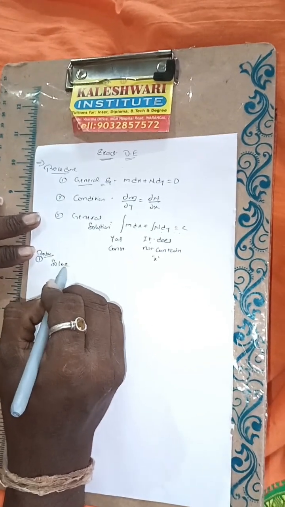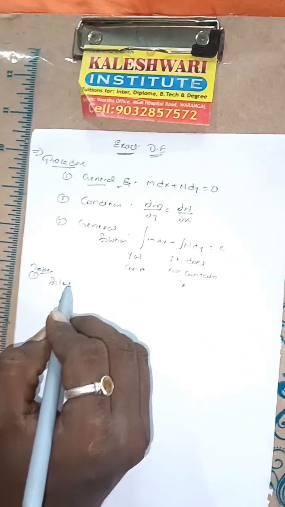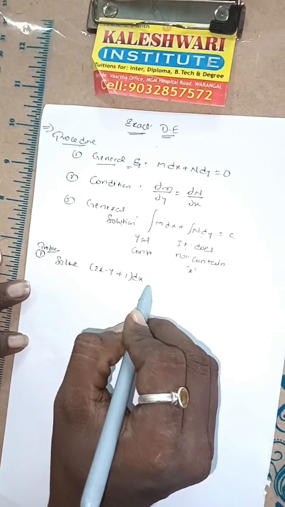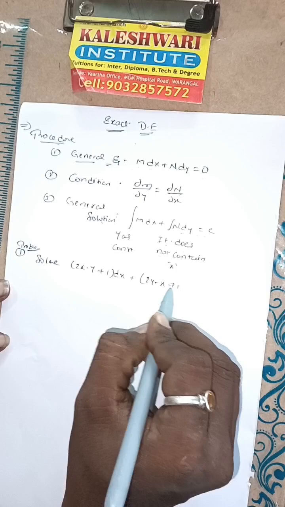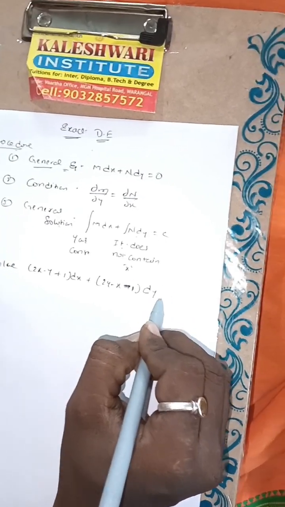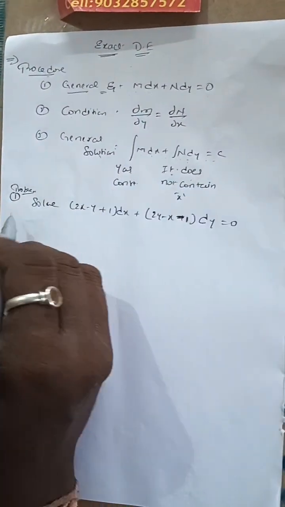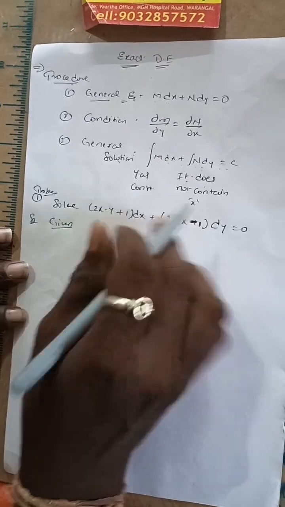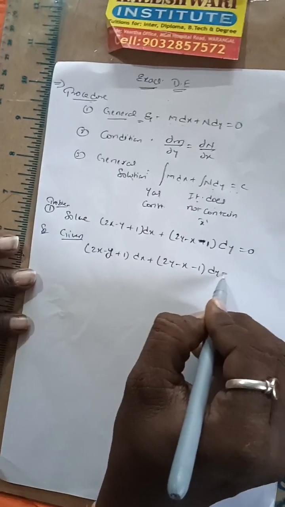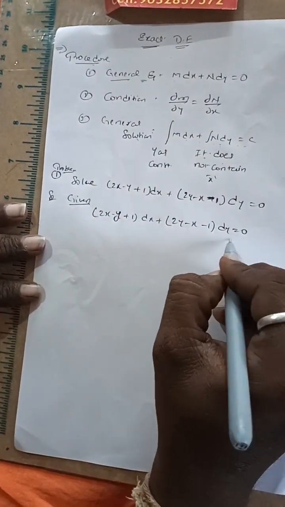Now the solution. Solve (2xy minus 1... (2x minus y plus 1) dx plus (2y minus x minus 1) dy equal to 0. First write down the equation: (2x minus y plus 1) dx plus (2y minus x minus 1) dy equal to 0. I assume this is equation 1.